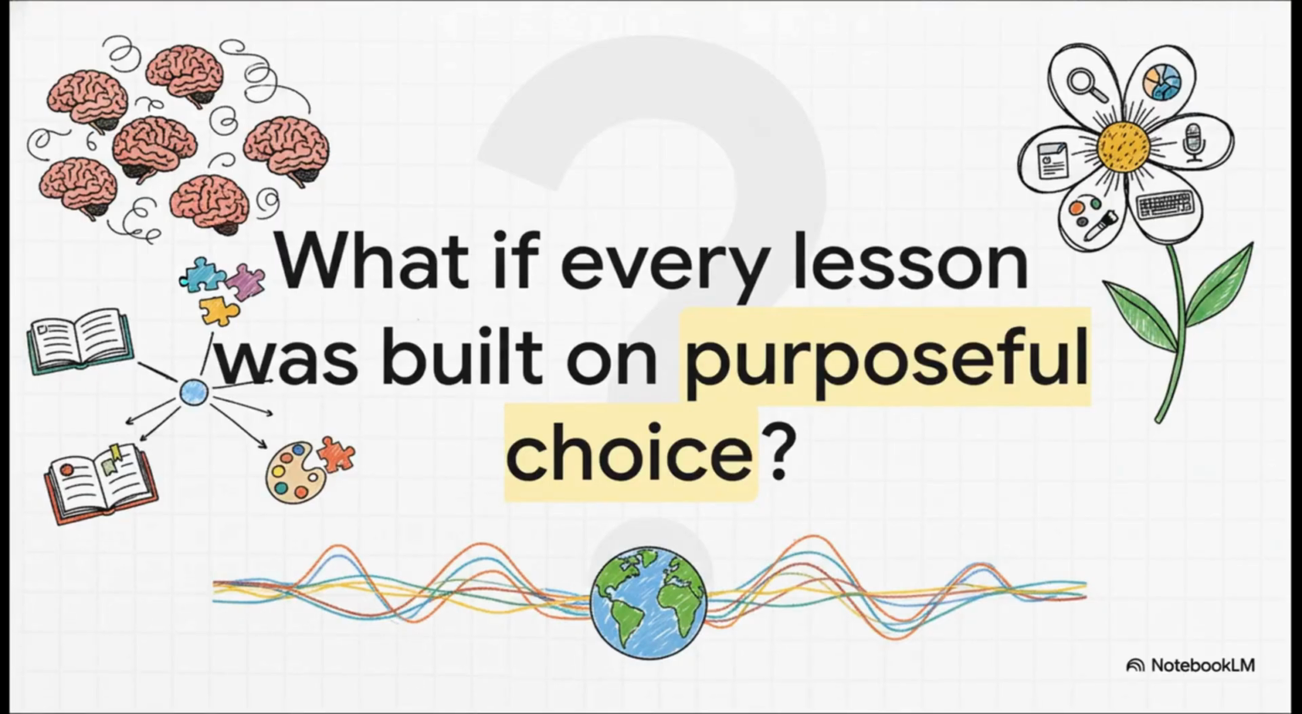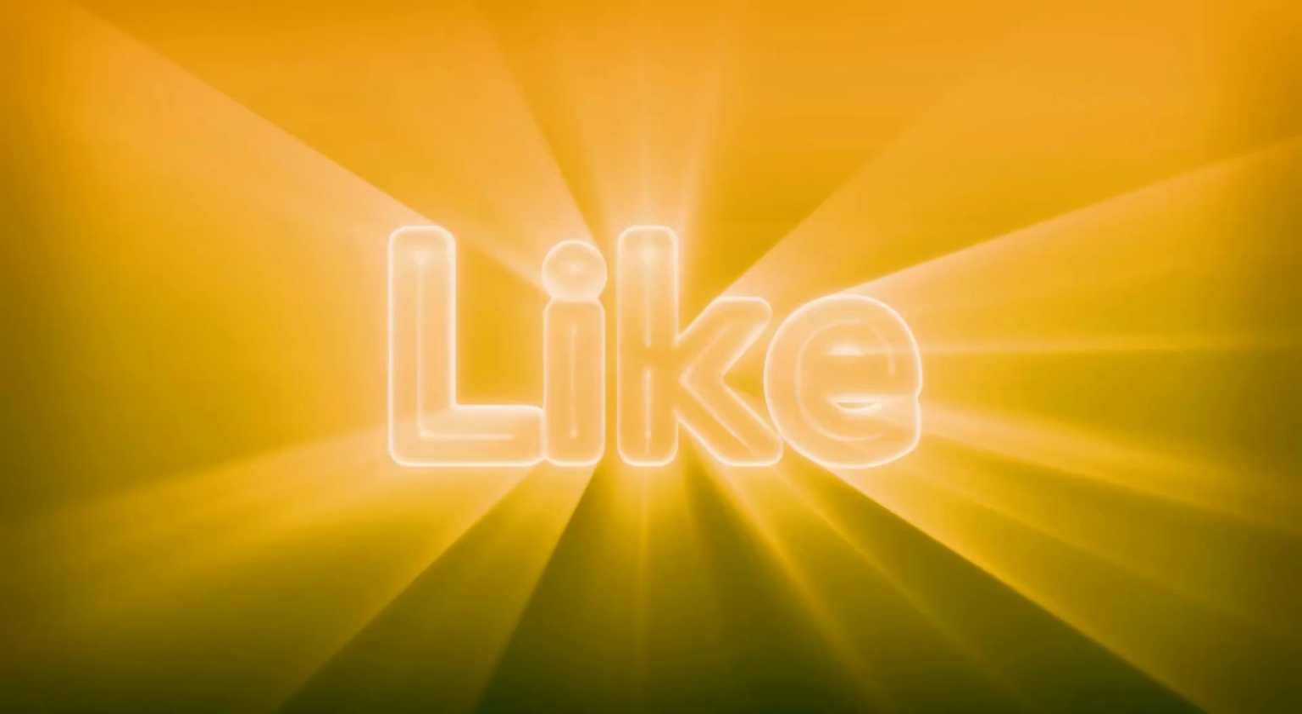And that really brings us to our final thought. This whole blueprint is about intentionally designing for the fact that we're all different. It honors that every brain in a classroom is unique, so I'll just leave you with this question to chew on. What could learning, and honestly, our whole world, look like if every single lesson was built not on rigid rules, but on purposeful, flexible choice?